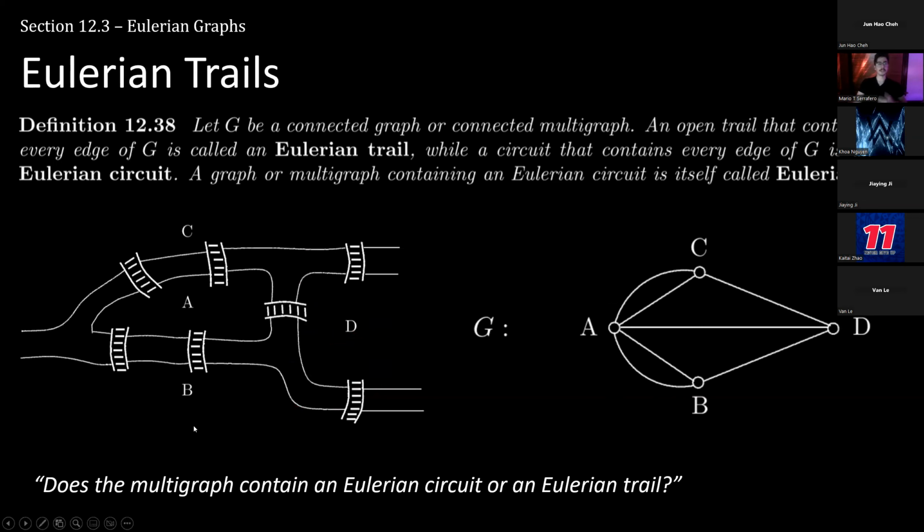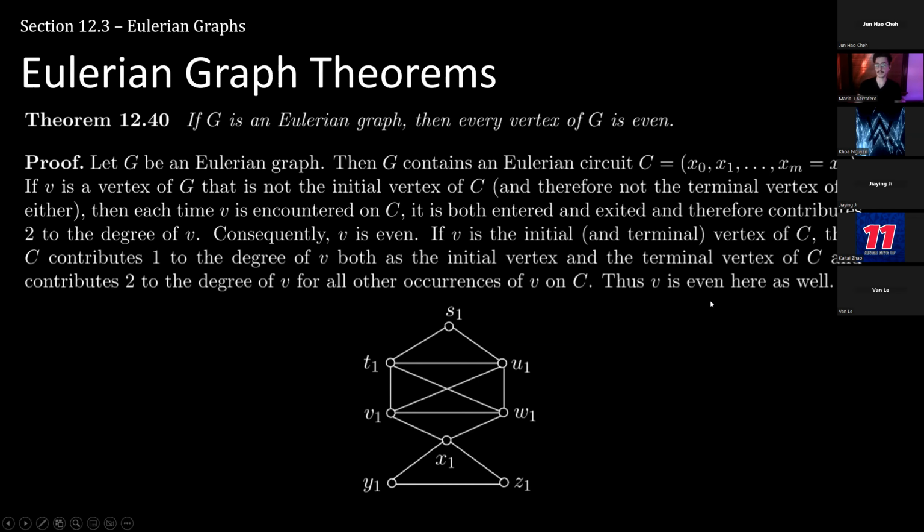So again, the equivalent question is, does the multigraph corresponding to the bridges contain an Eulerian circuit or an Eulerian trail? We're actually not going to solve that, but we're just going to keep talking about Eulerian graphs. There are a bunch of useful theorems for this. One of them is that if G is an Eulerian graph, then every vertex of G is even. There's an intuition for this, and it's essentially that you're coming in and out. That's one way to think about it.